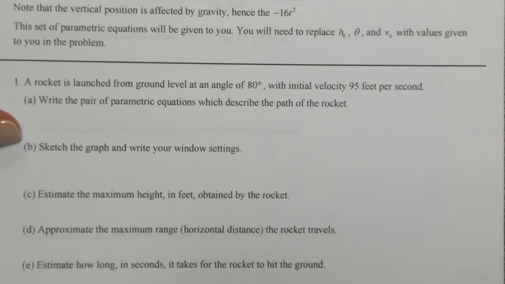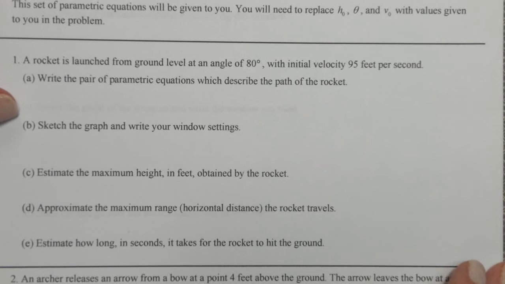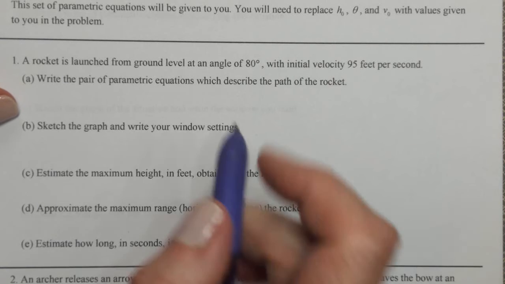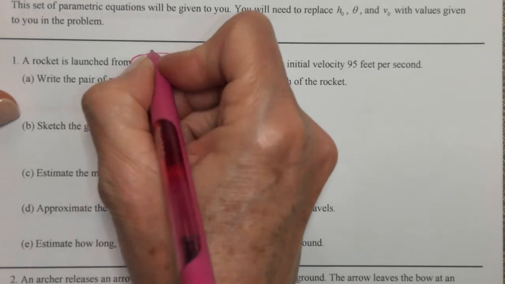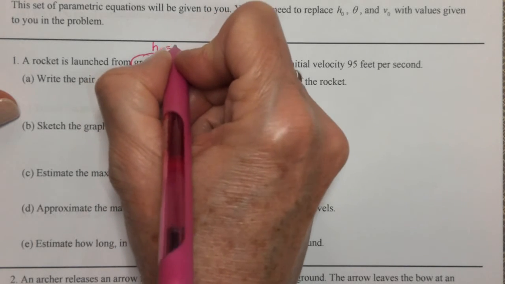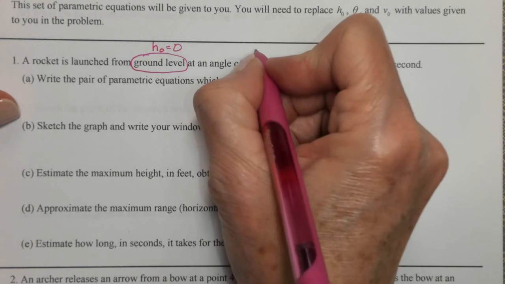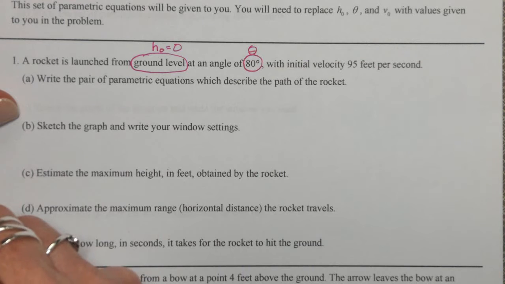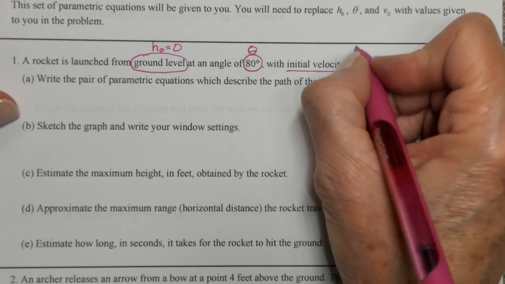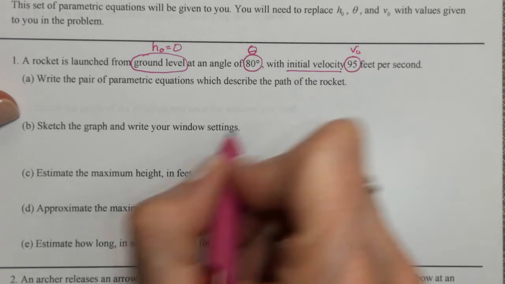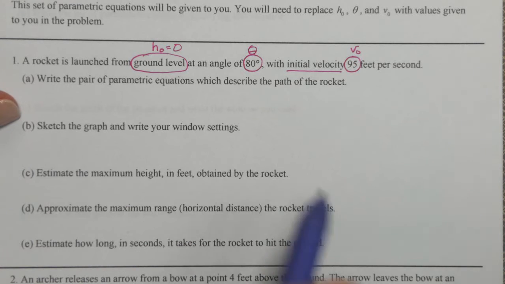Number one, let's look at an example. We have a rocket that is launched from ground level. If it is launched from ground level, that means h naught is 0, at an angle of 80 degrees. So there's our theta, with initial velocity 95 feet per second. So that is our v naught.